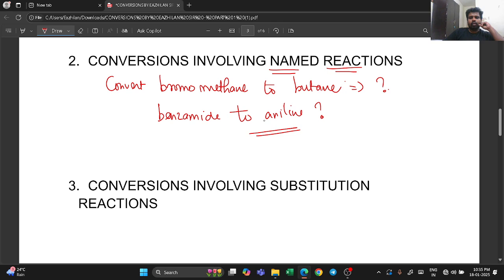These are all quite simple conversions. Maybe they involve only one step, but the key is you have to know the name reaction. If you know the name reaction, you can do all these conversions in a single step. So as I already said, you have to be sure about the name reactions.